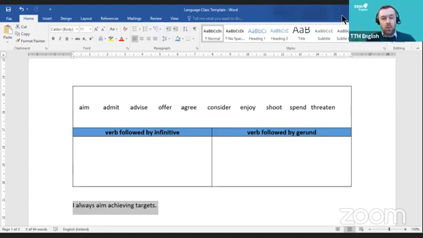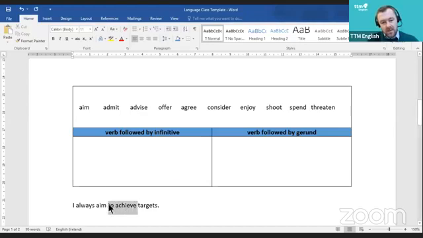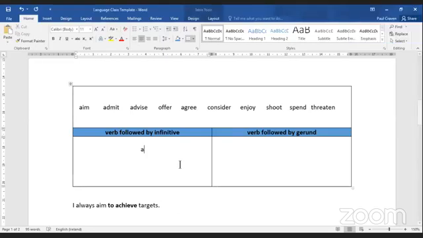Okay, I'll tell you what's wrong. It's this word, because what we want is to achieve. Yeah, we want to achieve. To achieve. Now, this is called the infinitive. I always aim to achieve. Now, you don't aim and then ing. So verb followed by infinitive is going to go here.